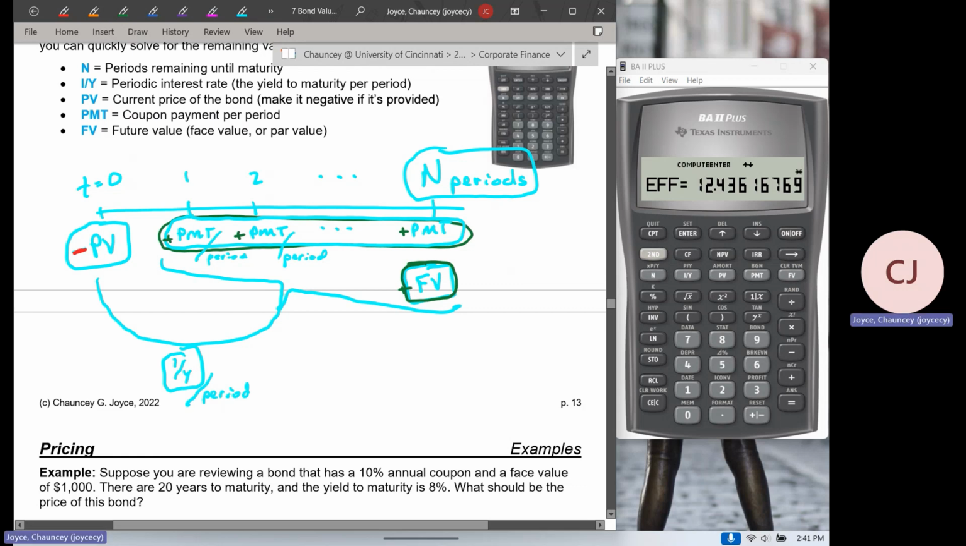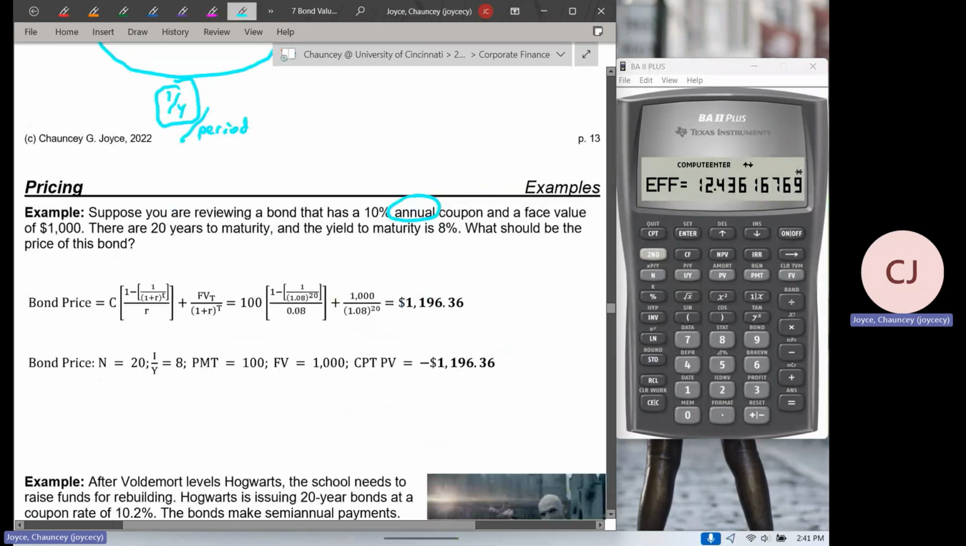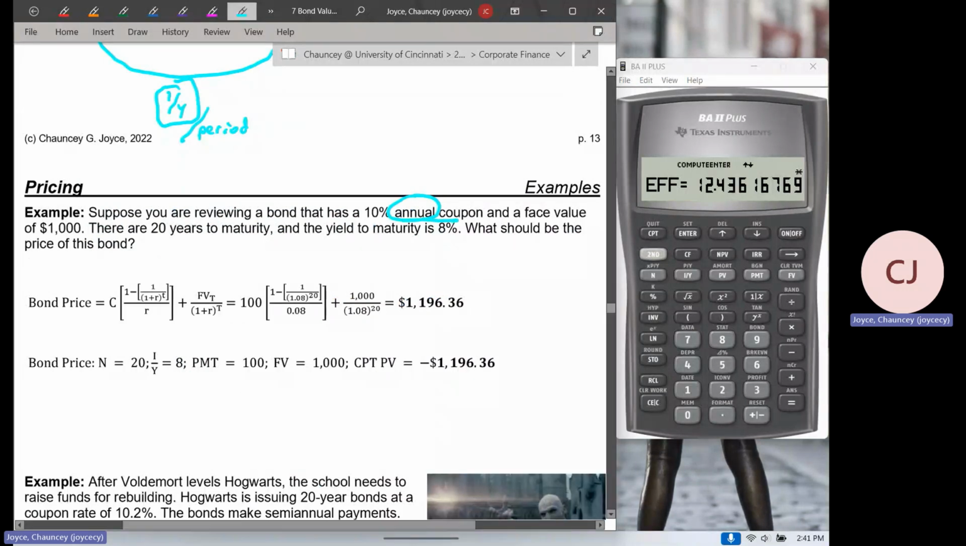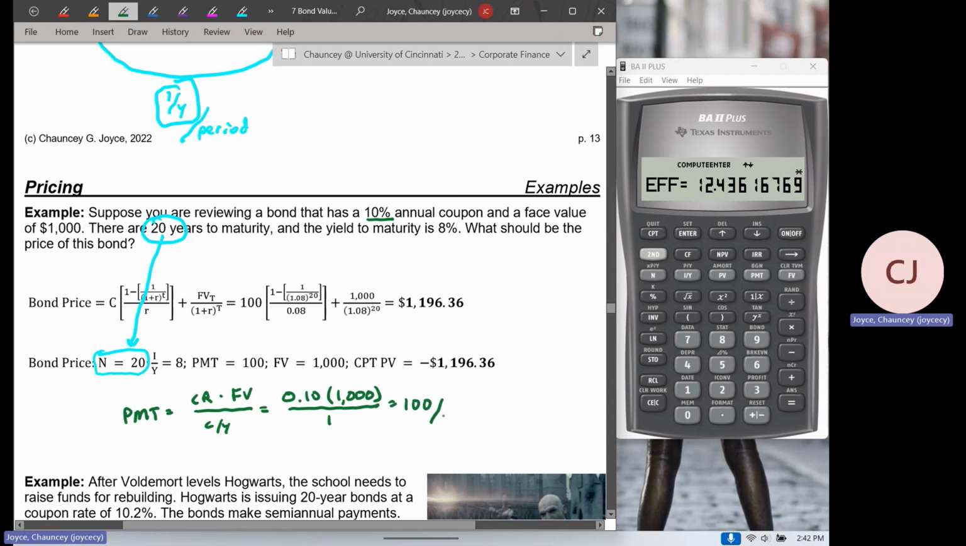A bond has a 10% annual coupon and face value of 1,000, 20 years to maturity, and yield is 8%. What should the price of this bond be? This one's a little more straightforward than a semi-annual bond. It's annually given, so we can just go straight ahead and do N is 20 years. The yield to maturity, right, 20 years to maturity. 10% annual coupon. So what we need to do there is take our equation for the coupon payment. That's the coupon rate times face value over the compoundings per year, or payments in a year. Your coupon rate is 10%. So 0.10 times face value of 1,000 over 1, because it's an annual bond. That would have been 2 if it was semi-annual. That's where we got our 100 per period.